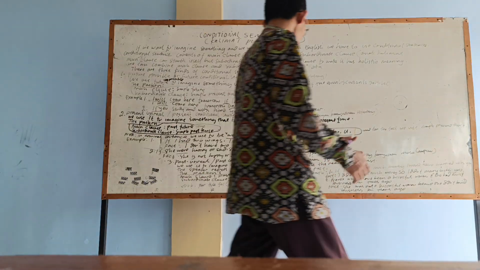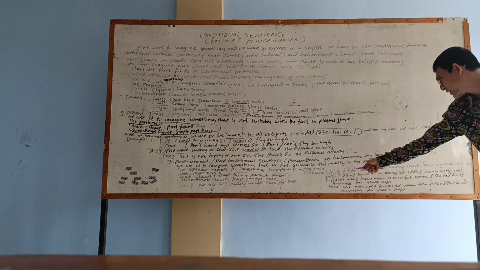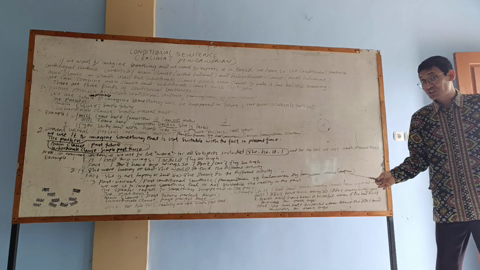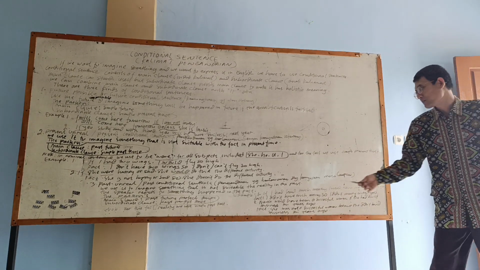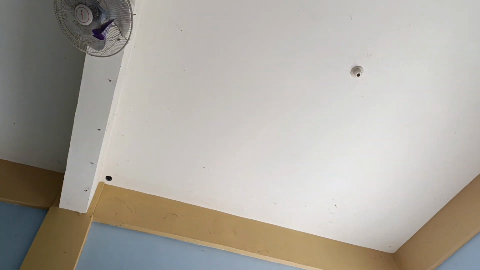Okay, here, look at here. I have just given for you the example. Come on, let's say together. If I had much money, I would have married you. Let's translate in Indonesian language, ladies and gentlemen. Jika saya telah mempunyai banyak uang, saya akan telah menikah denganmu.